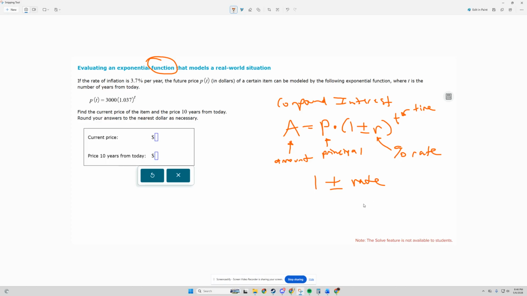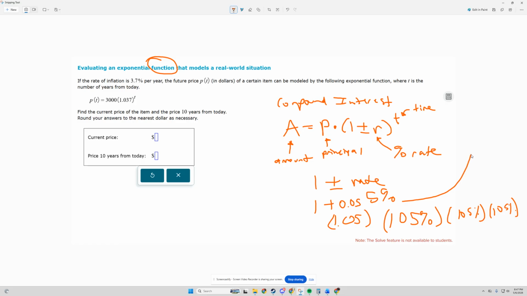Because if it increases by, let's say, 5%, that would be 1 plus 0.05. So it would be 1.05. And that is basically saying 105% of the amount. After 1 year, it's 105%. And then after another year, it's another 105% of that amount. And then another year, it's 105% of that amount. And it keeps growing at that percentage rate, compounding. So it actually ends up growing like this over time. That's like the value of saving money.